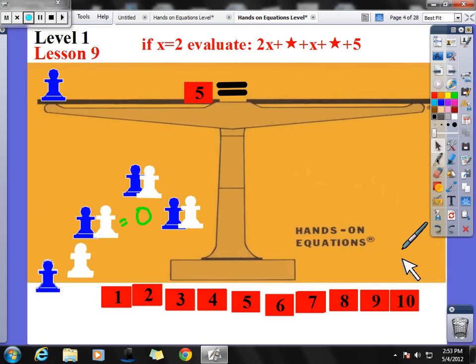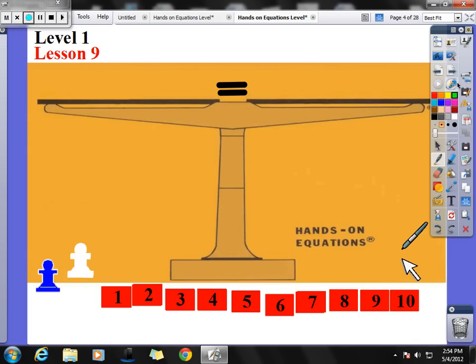Now it leaves me with a little bit easier math problem, because now all I have to do, if X is 2, is 5 plus 2 is 7. That's a much easier problem to solve. So in this instance, we are removing zeros from one side of our equal sign, which is a legal move in hands-on equations. Let's try another example.